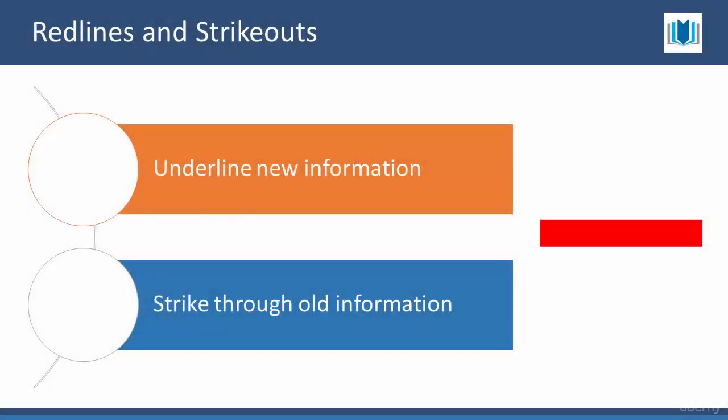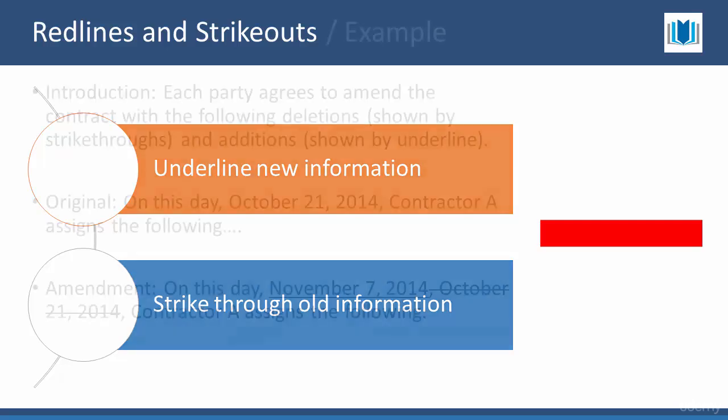Redlines and strikeouts. Contracts can be amended using redlines and strikeouts or strike-throughs. A strikeout is what it sounds like. The information that needs to change is struck through, leaving the original information still visible. The new details are typically underlined. The amendment is generally introduced using a simple statement.